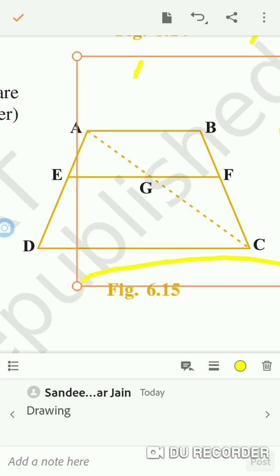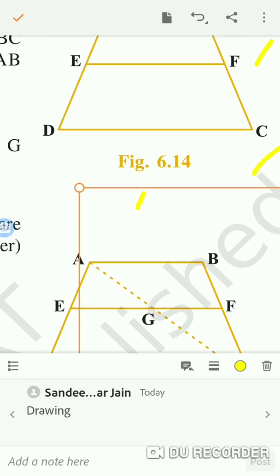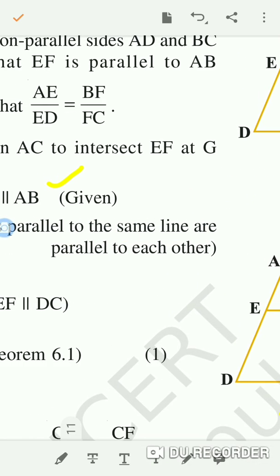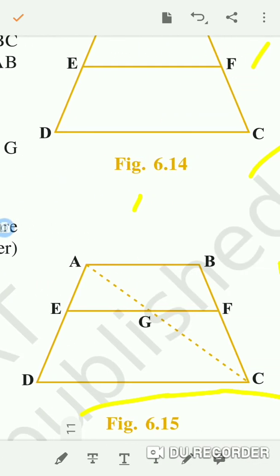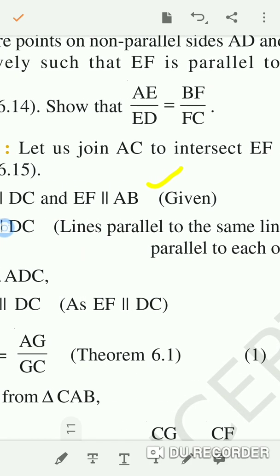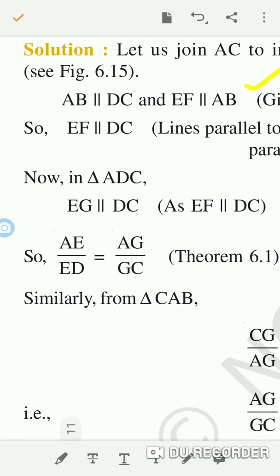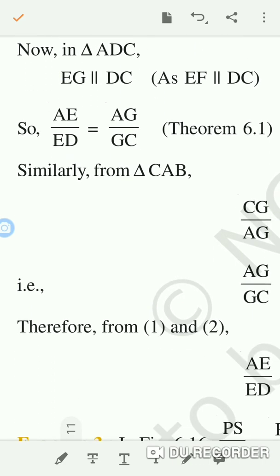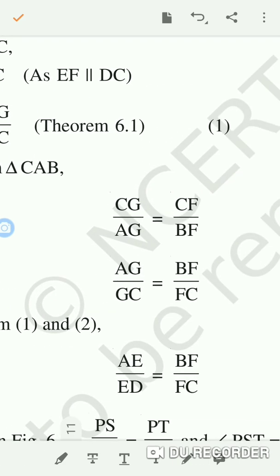Okay. Then one more triangle, as I told you, you have to think about CAB or ABC. Again, what they have written in triangle CAB, CG upon AG is equal to CF upon BF. And again we can do invertendo here. Here invertendo. So AG upon GC is equal to BF upon FC.